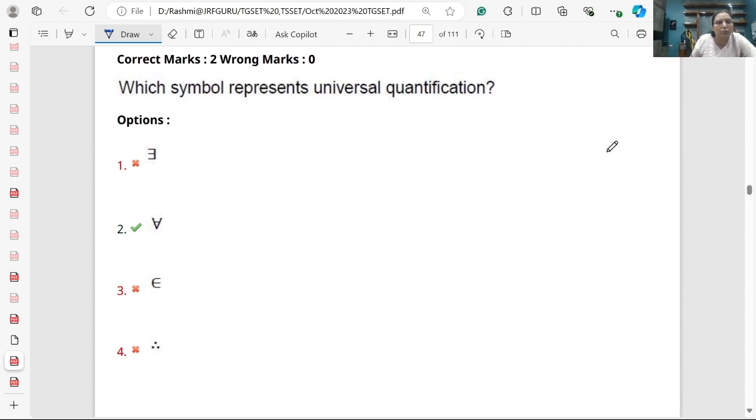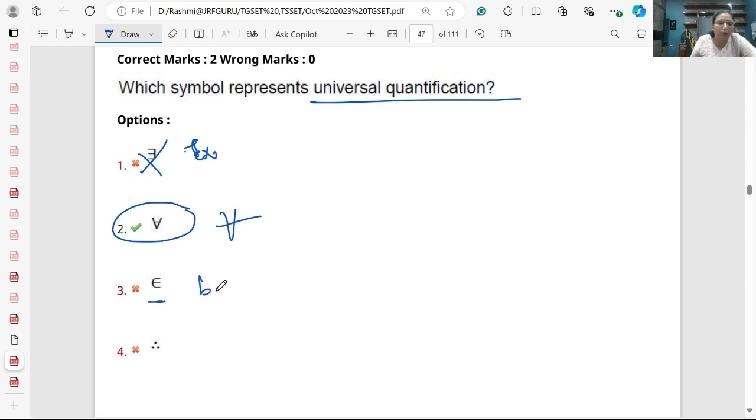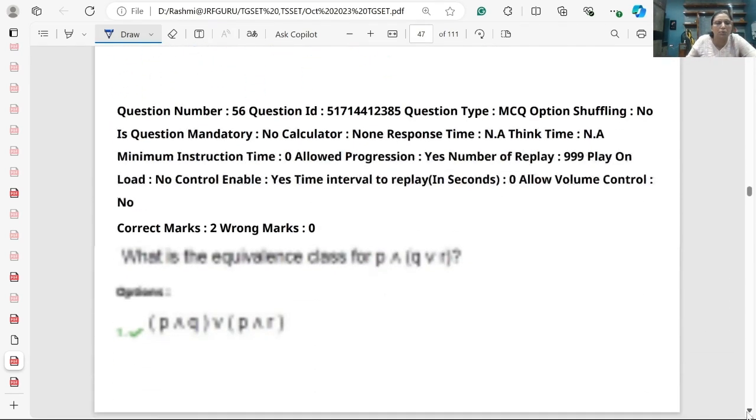Which symbol is used for universal quantification? For all symbol is universal quantification. The other is existential quantification, there exists, or we will call it existential. This one is belongs to, but it is not a quantification. This symbol is used for the set. So the answer is option B.